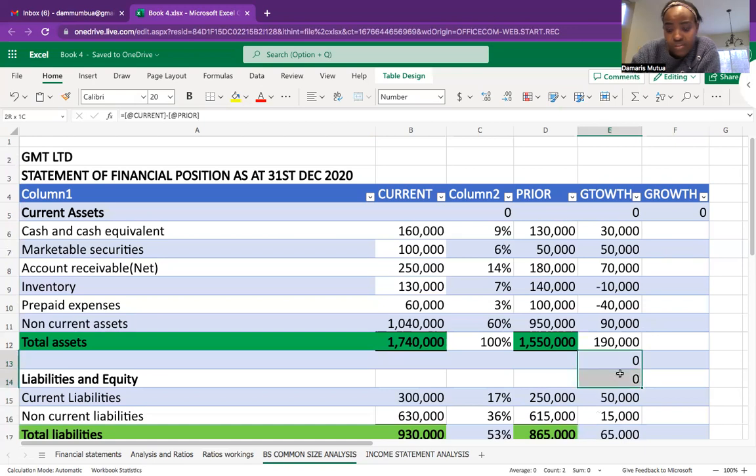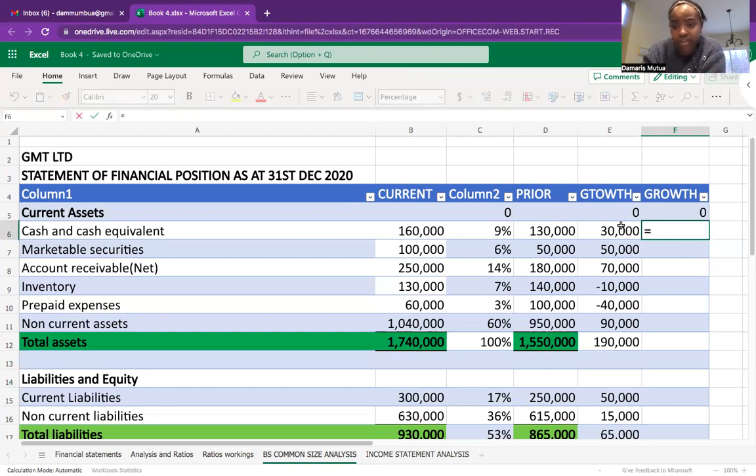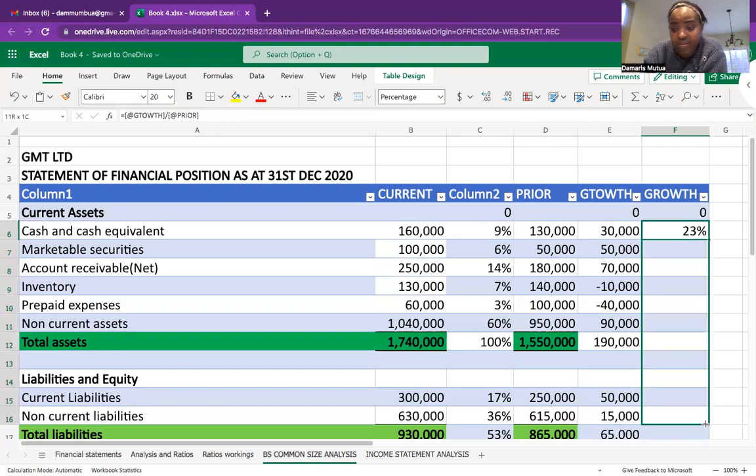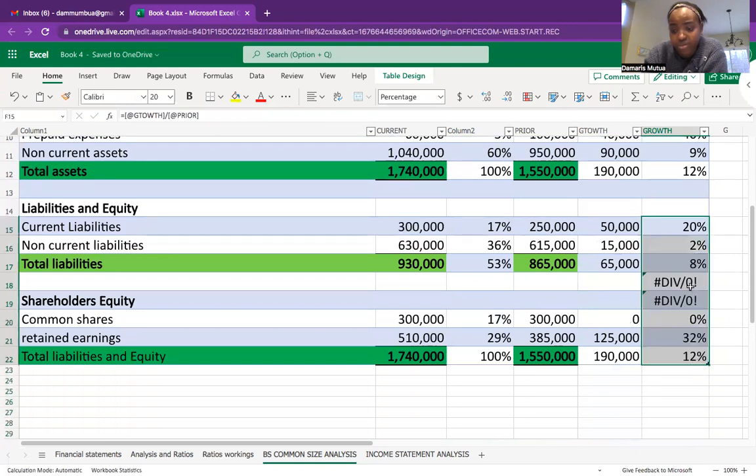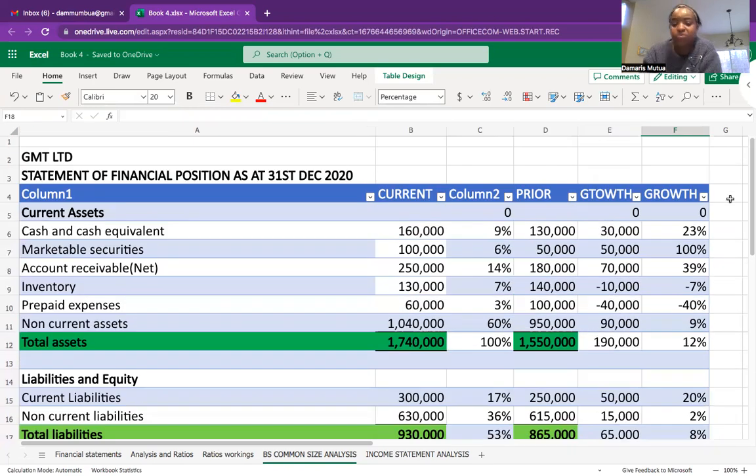That I want to see the growth from prior periods to current period. How did each line item grow? So I'm gonna get my growth divided by the prior period, the figures of the prior period. So our cash and cash equivalent grew by 23%. And I'm gonna now drag it down to get the different growth rates of the different line items all the way down to the totals of equity and liabilities. Then I'm able to know exactly what is happening to the different line items.